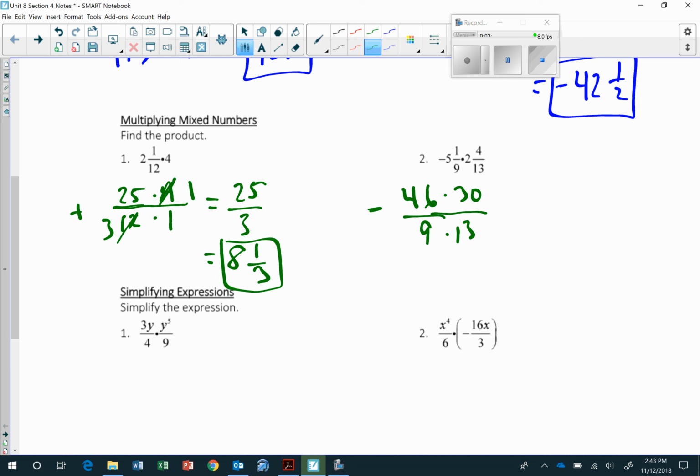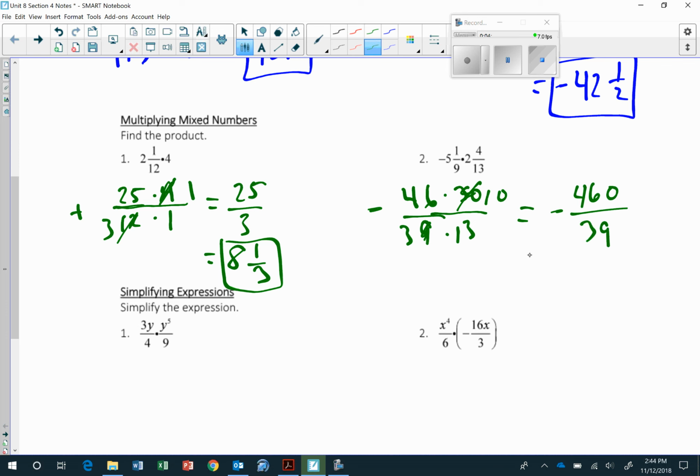I can look and see if anything can be simplified. 30 and 9 can both be divided by 3. So 30 divided by 3 is 10, and 9 divided by 3 is 3. My final answer is going to be negative. 46 times 10 is 460. 3 times 13 is going to be 39.